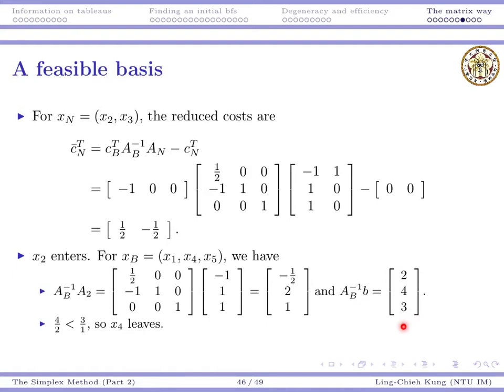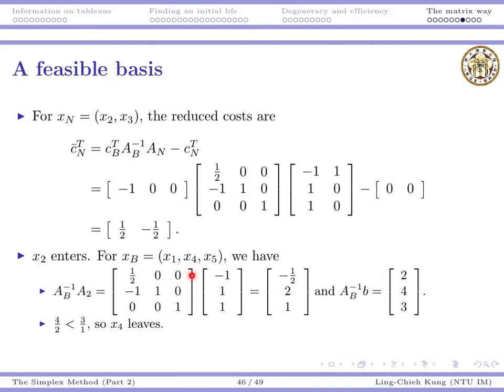We do the ratio test to get 2 divided by -1/2. This cannot be done because the denominator cannot be non-positive. So for the second and the third row, the first ratio is 2, the second ratio is 3. The second row corresponds to x4, so x4 should be the leaving variable.